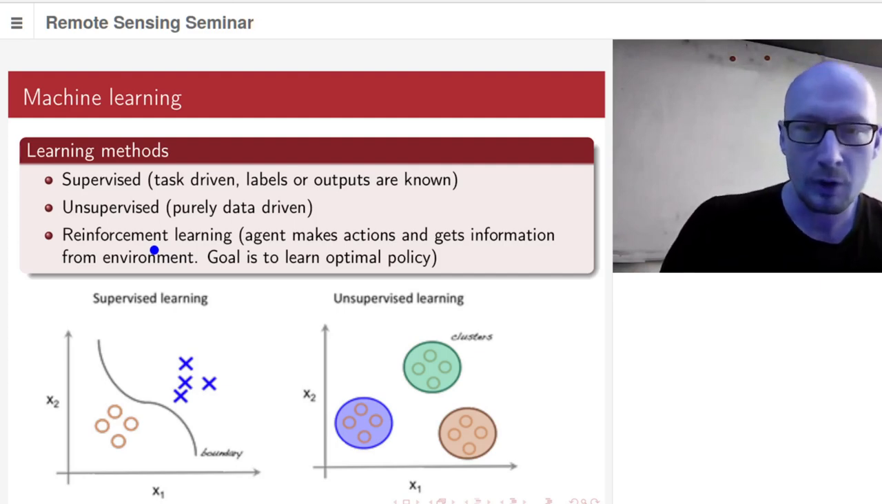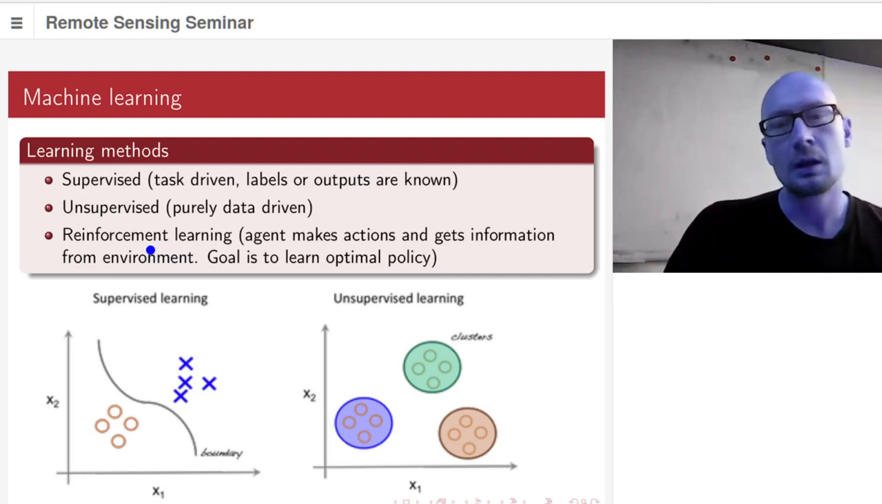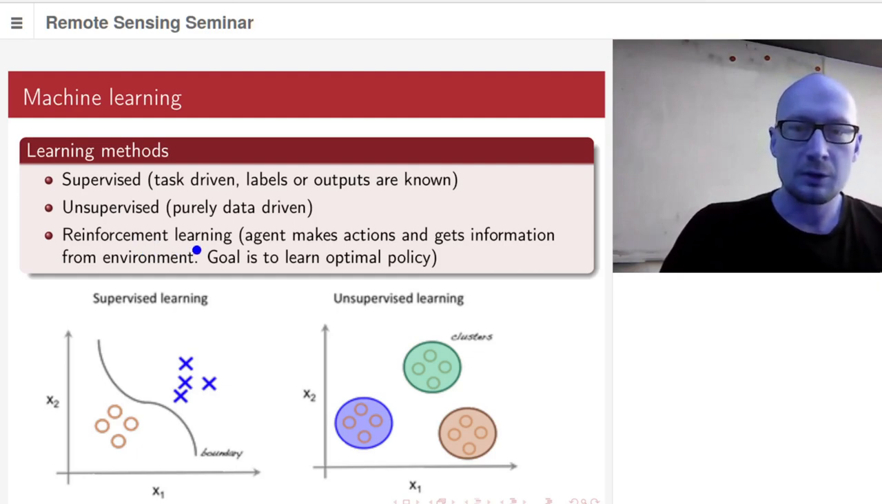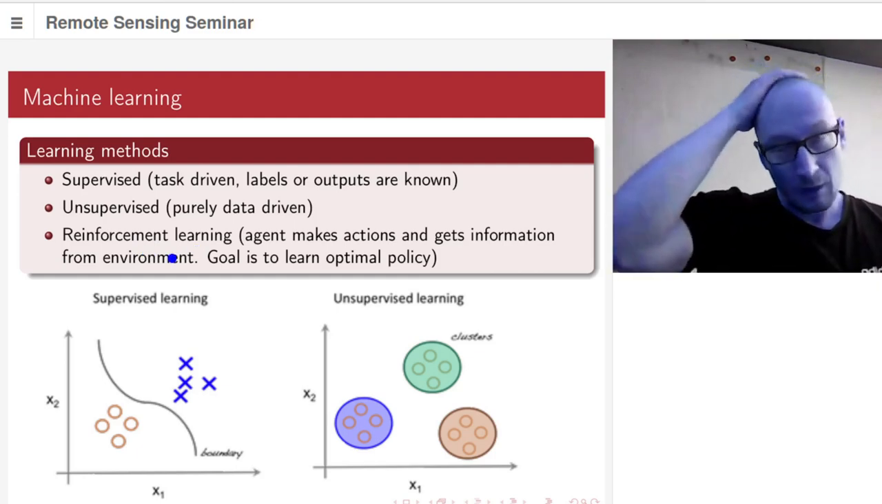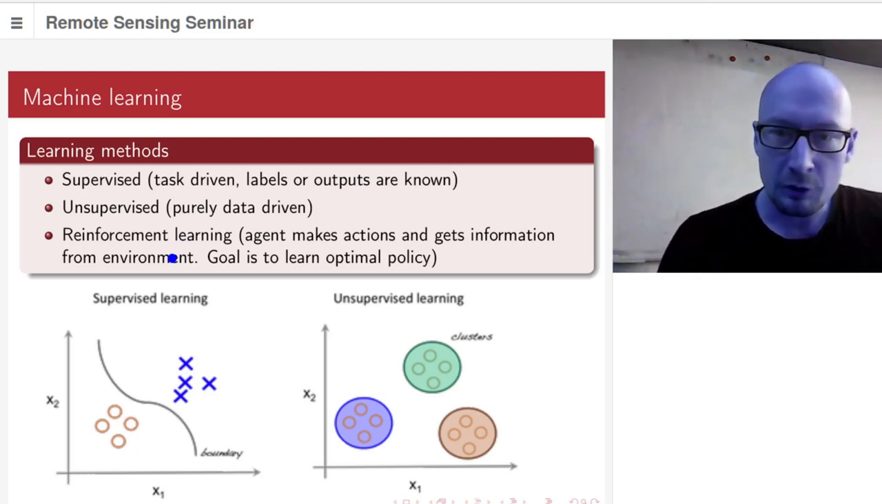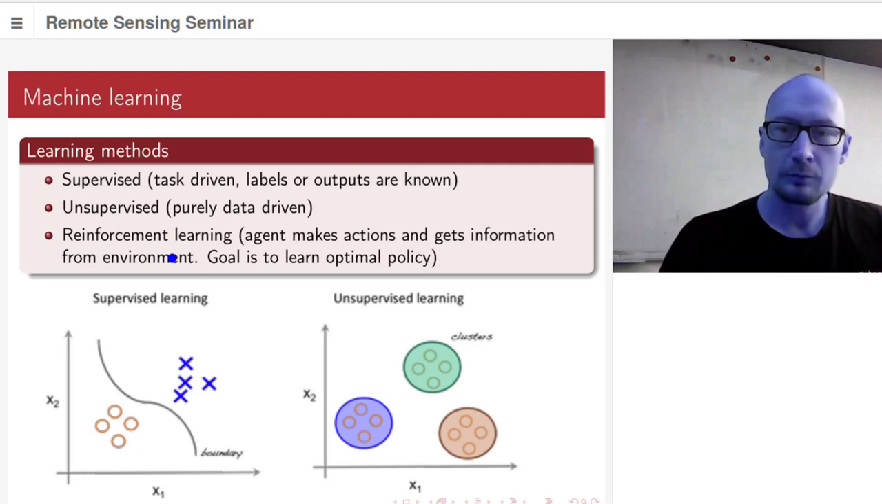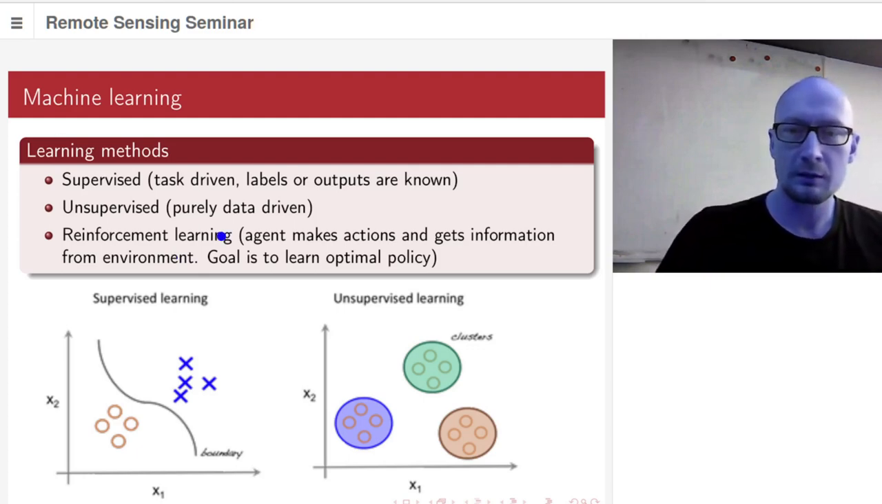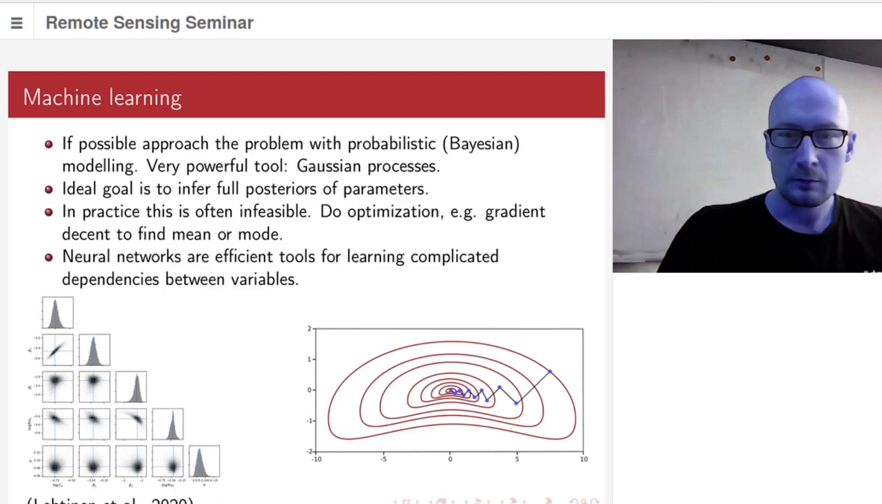This is also very popular nowadays, especially in self-driving cars and so forth. And it is usually reduced to supervised learning, but here the goal basically is to make the agent learn the optimal policy so that it can act in the environment in the best possible way.